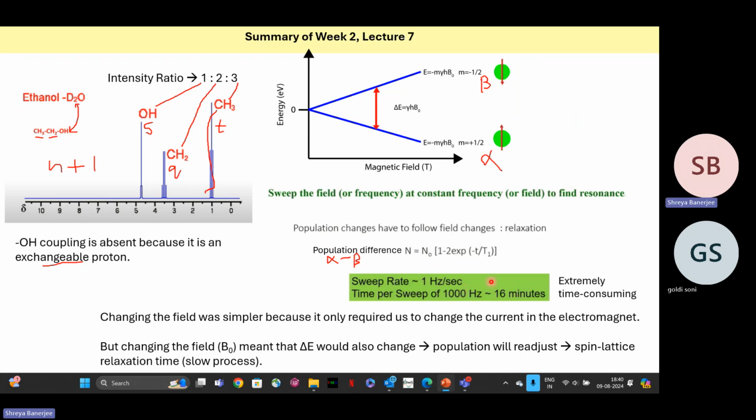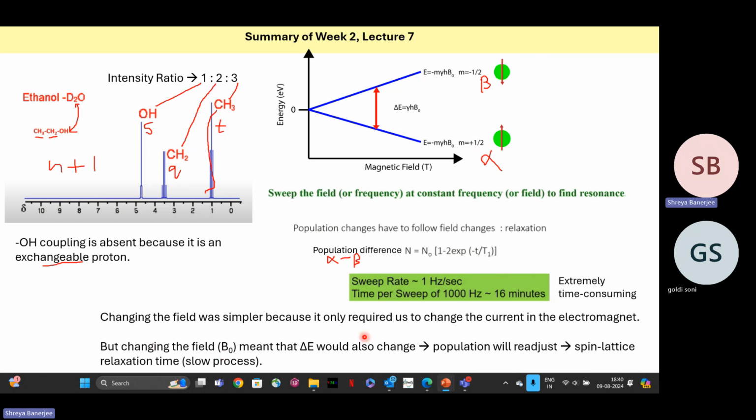But the problem with this is that these kinds of machines are called continuous wave NMR spectrometers, or CW NMR. The time it takes to sweep 1 hertz of frequency is 1 second. So suppose we want to sweep 1,000 hertz of frequency, it will take 1,000 seconds, which is close to 16 minutes. This is an extremely time consuming process, because just to check which frequency will be the resonance frequency where the promotion from alpha to beta will occur, it is taking 16 minutes.